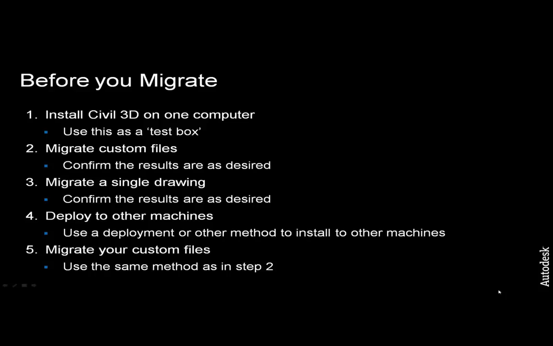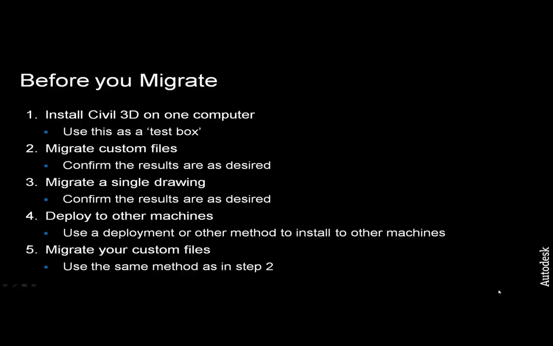Before you migrate an entire office, you're going to want to test out your migration process on a single computer. So the first thing you want to do is install Civil 3D on a test box. Next, migrate all your custom files and confirm the results. Next, migrate a single drawing and review that drawing in Civil 3D.